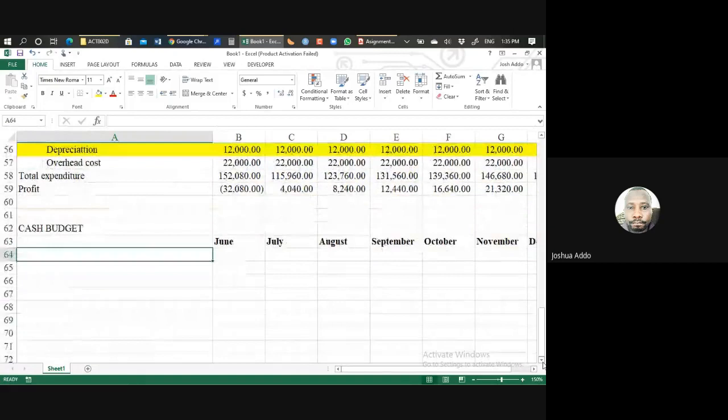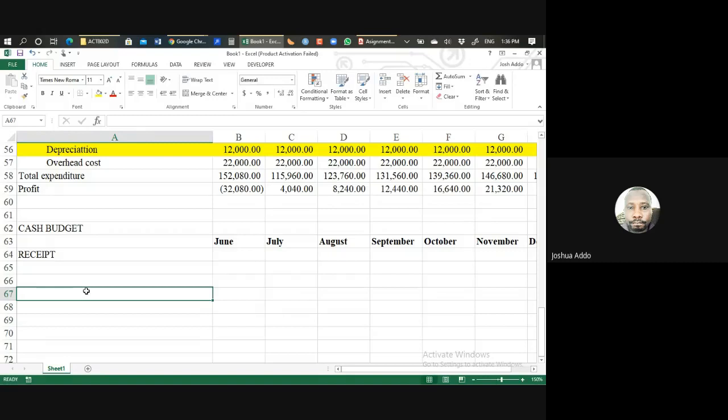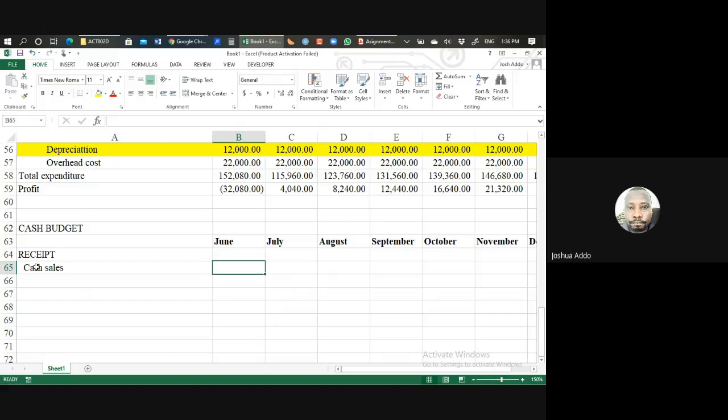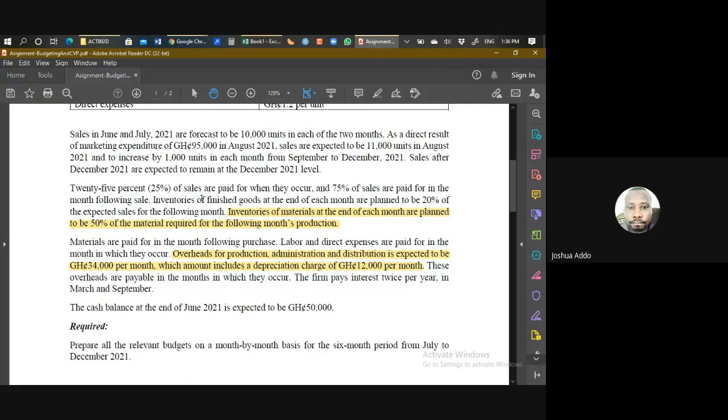The framework is simple. In the cash budget, we want to know all our explicit cash receipts. So we normally have a heading that we call, or you can title it anyway, but we normally say receipts. Sorry, inflows, cash inflows. So in our case, the receipt of money is in the form of cash sales, because the question said 25% of the sales for each month are paid for during the month that they occur.